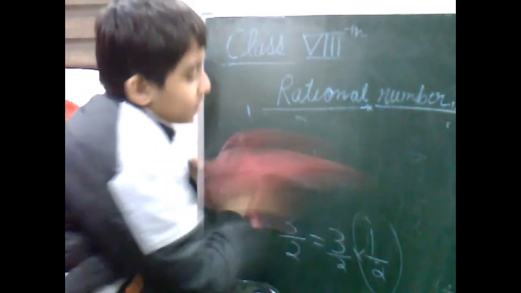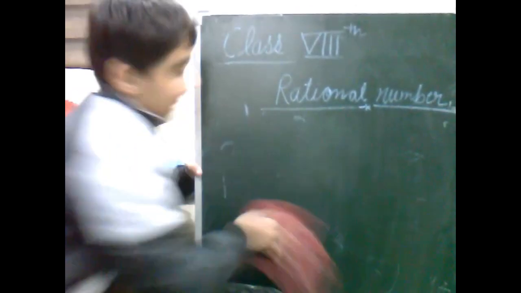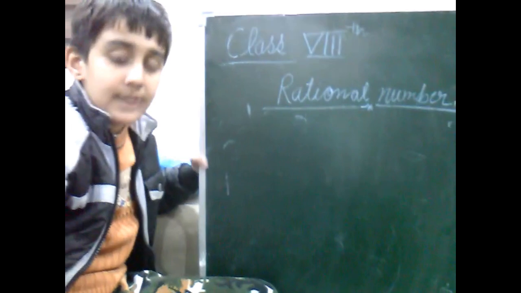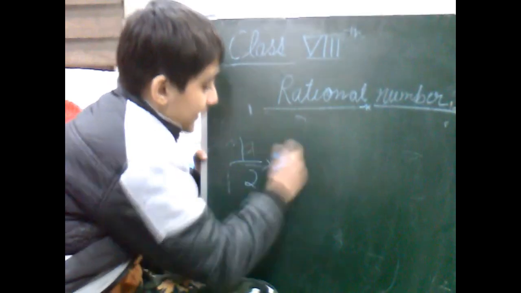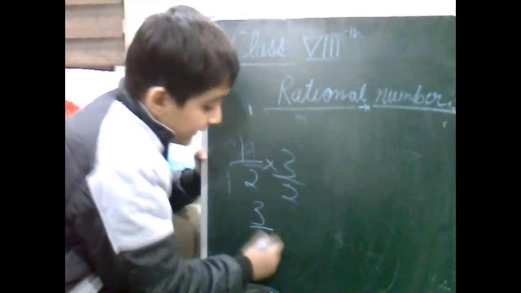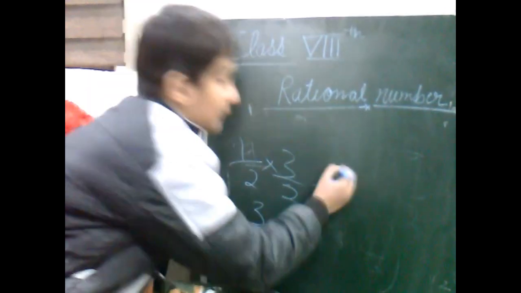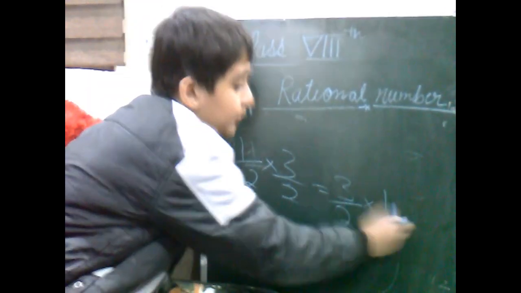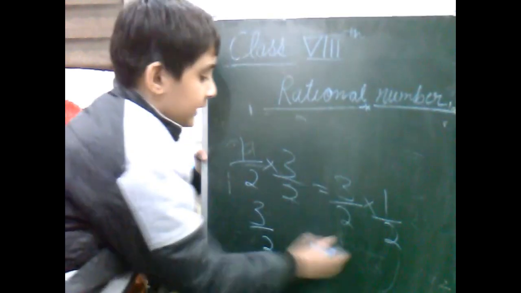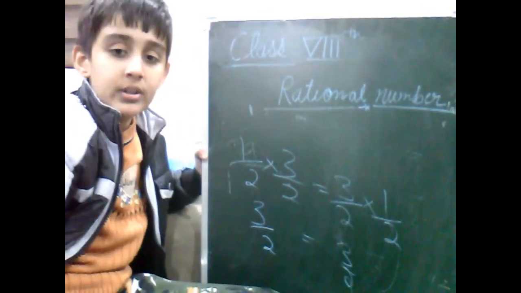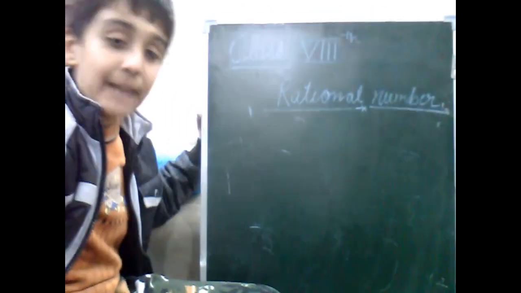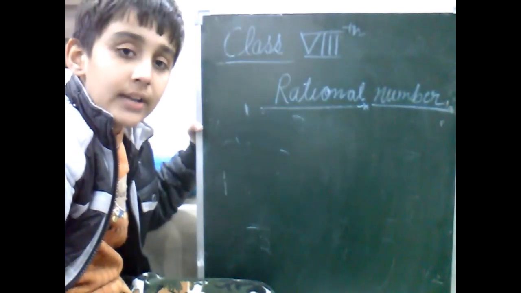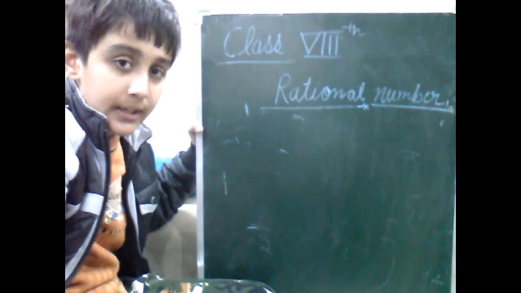Yes. I can show you how it is. 1 upon 2 into 3 upon 2 is 3 upon 2, right? 3 upon 2 into 1 upon 2 is also equal to 3 upon 2, right? So multiplication lies under that commutative property.